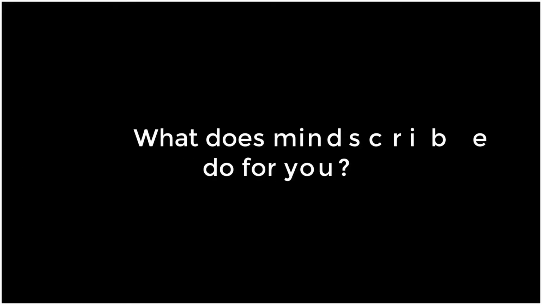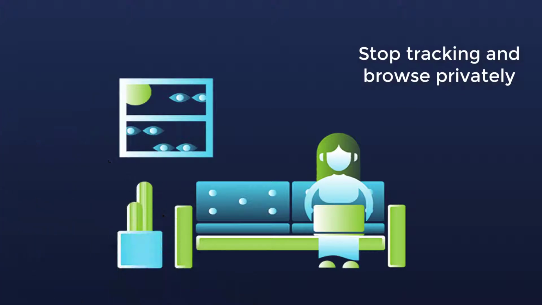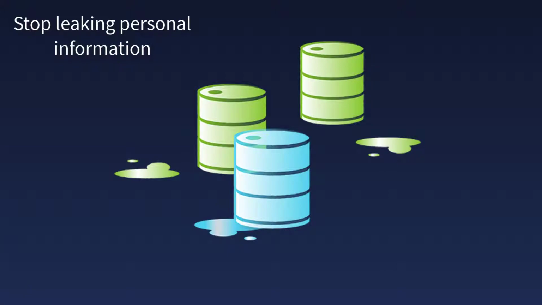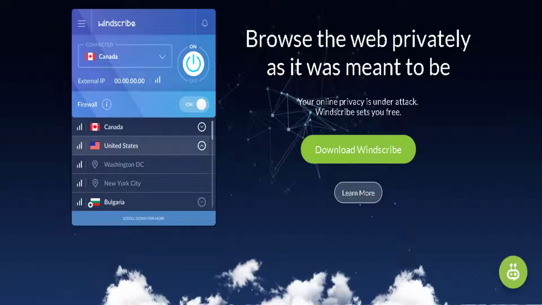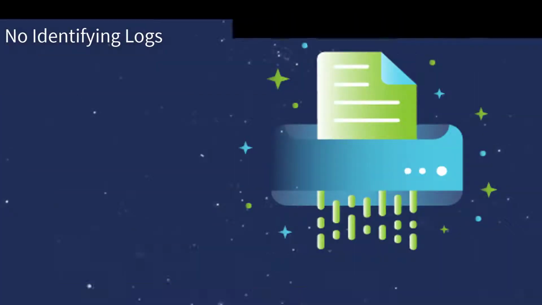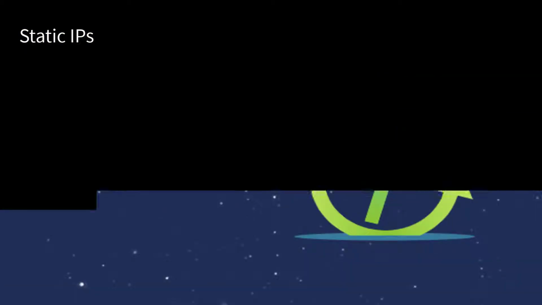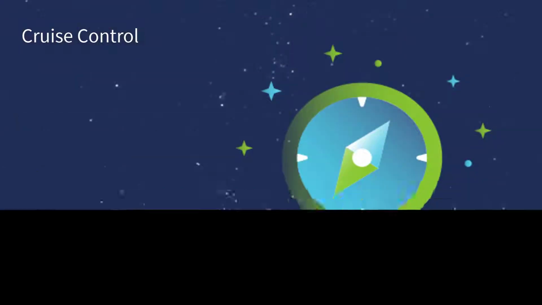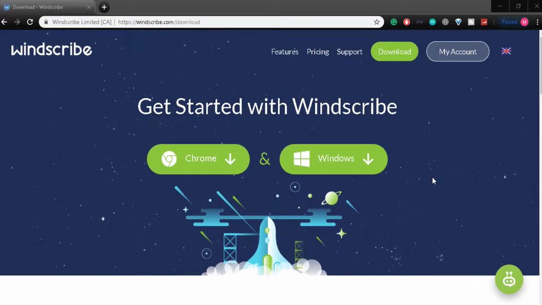What does Windscribe do for you? Stop tracking and browse privately. Unblock geo-restricted content. Take your browsing history to your grave. Stop leaking personal information, and more. Windscribe has a lot of unique features like a large network, R.O.B.E.R.T, no identifying logs, static IP, ad block, cruise control, and much more.